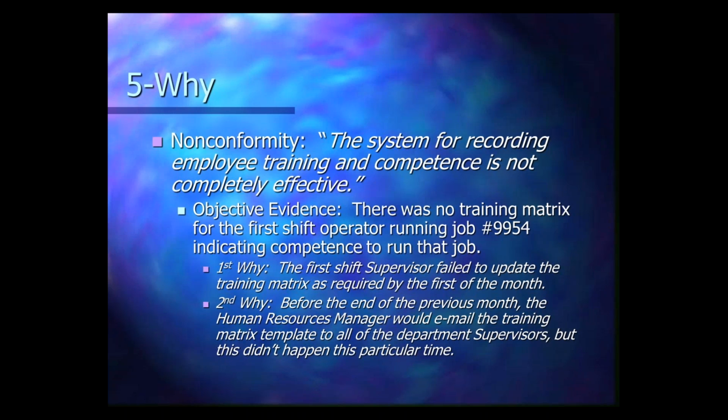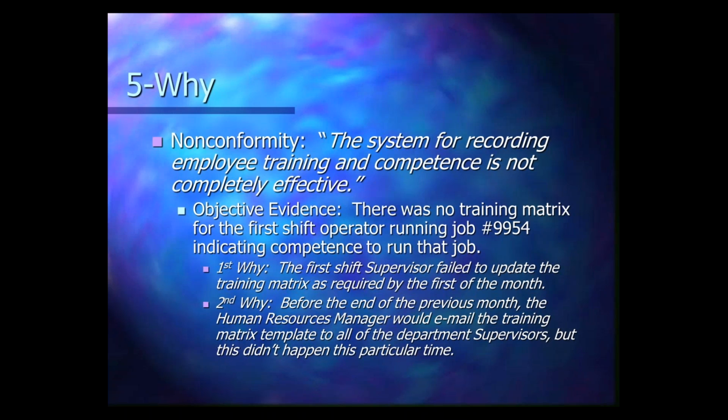Remember our finding. The system for recording employee training and competence is not completely effective. It's supported by the following objective evidence. No training matrix for the first shift operator running job 9954 indicating competence to run that job. Well, why was the training matrix not there or not up to date? Well, the first shift supervisor failed to update the training matrix as required by the first of every month.